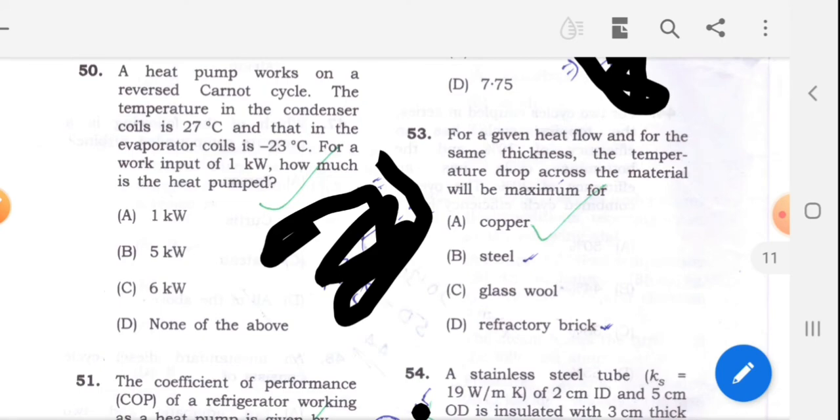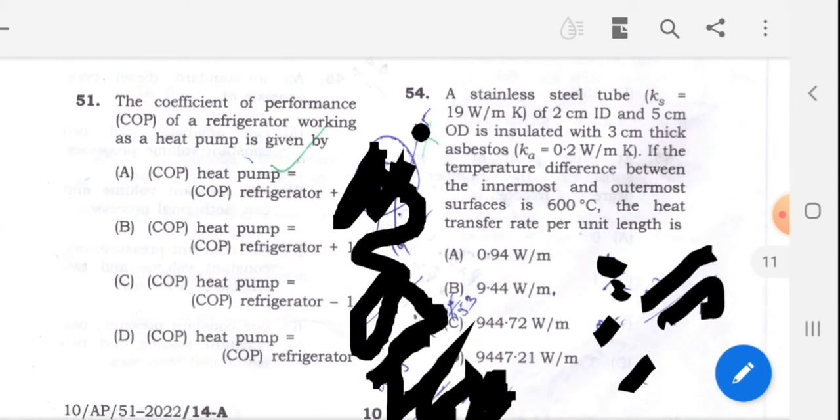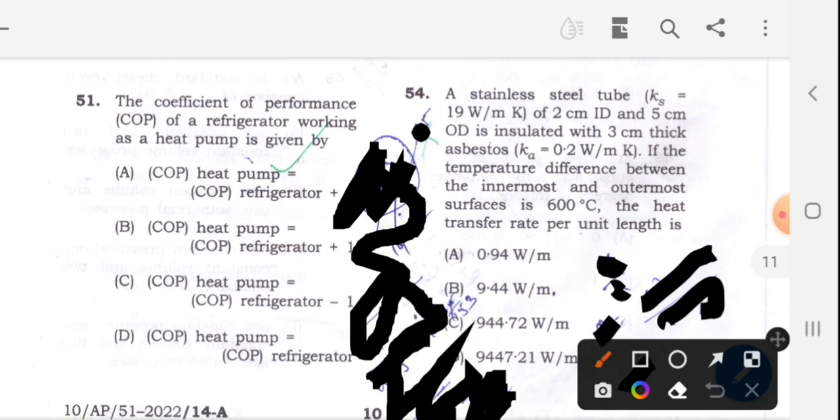Let's move on to the next question, which is 51. The coefficient of performance COP of a refrigerator working as a heat pump is given by... It's a very repeated question in every government exam. It's just a formula. The correct answer is COP of heat pump equals COP of refrigerator plus 1, which is option A. Option A for 51.